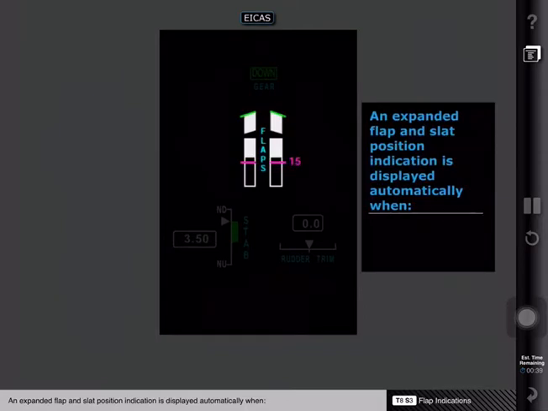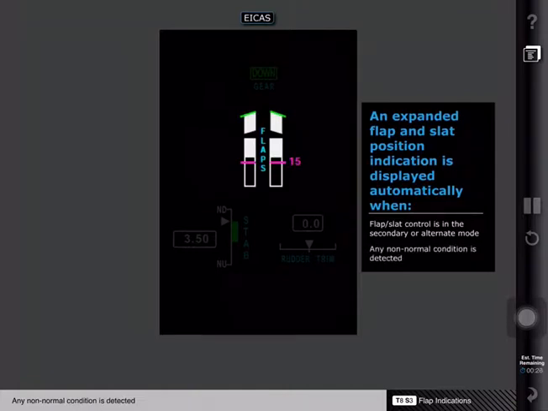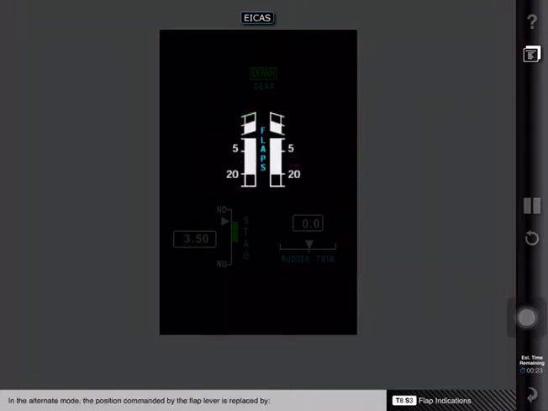An expanded flap and slat position indication is displayed automatically when flap slat control is in the secondary or alternate mode, or any non-normal condition is detected. In the alternate mode, the position commanded by the flap lever is replaced by flap position index marks at all flap and slat positions, and numbers at flaps 5 and flaps 20. The index marks are used as a guide to position the flaps to the desired setting.